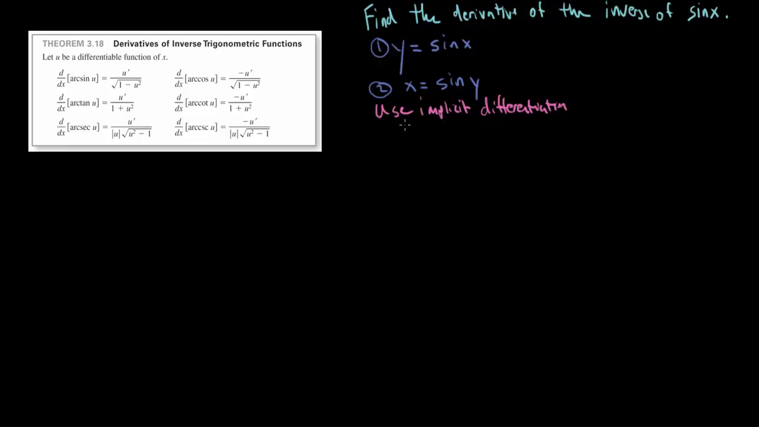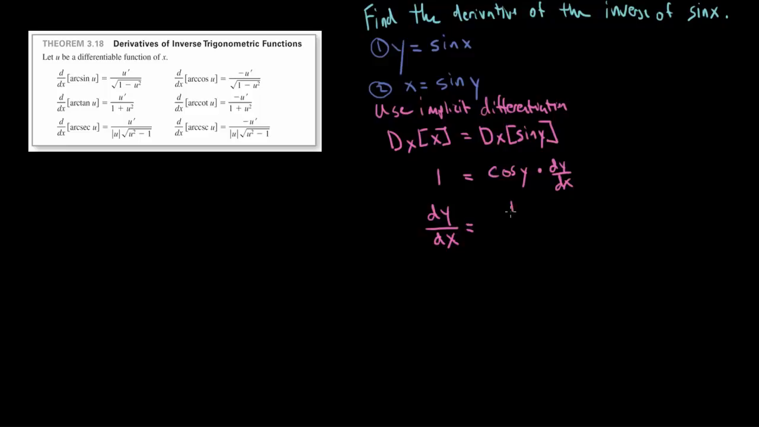Okay, so if we use implicit differentiation, what happens? We say the derivative of the left-hand side and the derivative of the right-hand side, both with respect to x. Okay, so what's the derivative of x? Well, that's easy. With respect to x, it's just 1. What's the derivative of sine y? Well, we have to use the chain rule here because the derivative of sine is cosine. But since we took the derivative of a y term, we have to multiply by dy/dx. If we were going to solve for dy/dx, like we always do with implicit differentiation, we would say that dy/dx equals 1 over cosine y.